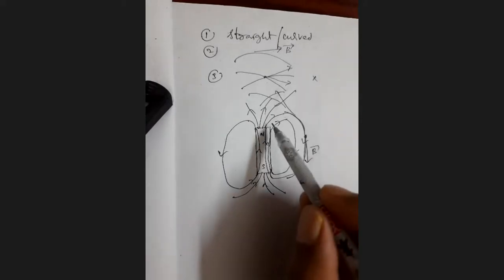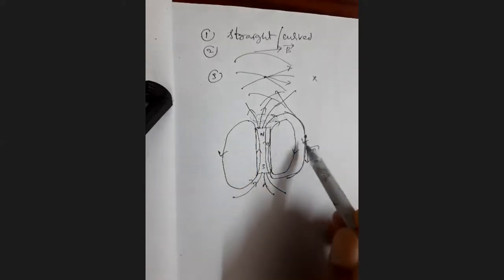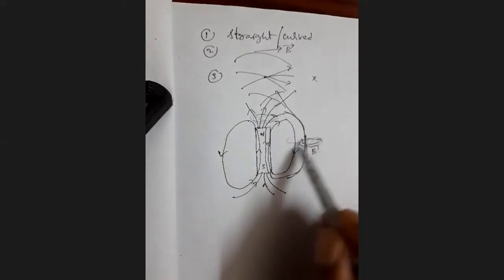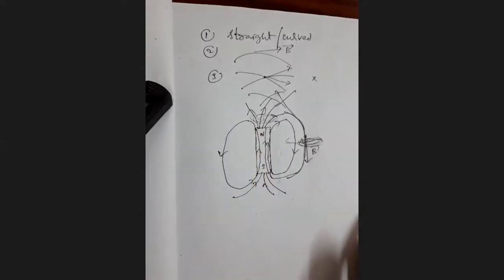Here at the poles, the magnetic lines are crowded. Therefore, field strength is maximum in this region. It is minimum in this region, where the lines are distant. The distance between lines is somewhat more compared to this region. Okay, so these are the properties of magnetic lines of force.